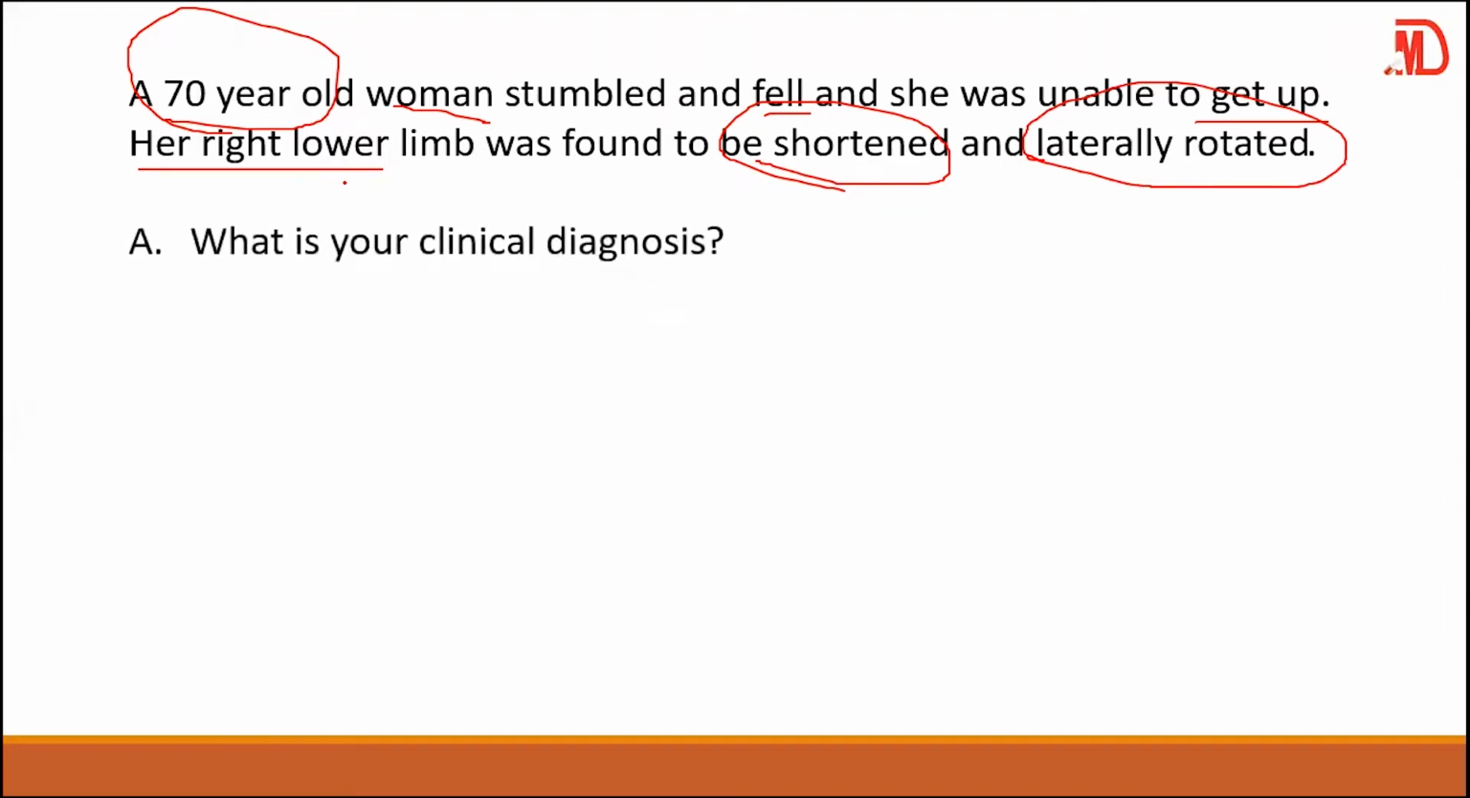So this brings us to our question: what is your clinical diagnosis? Over here, you are thinking of a displaced right femoral neck fracture. Normally, the femoral neck connects the femoral shaft with the femoral head. The hip joint is the articulation of the femoral head with the acetabulum. The junctional location makes the femoral neck prone to fracture.